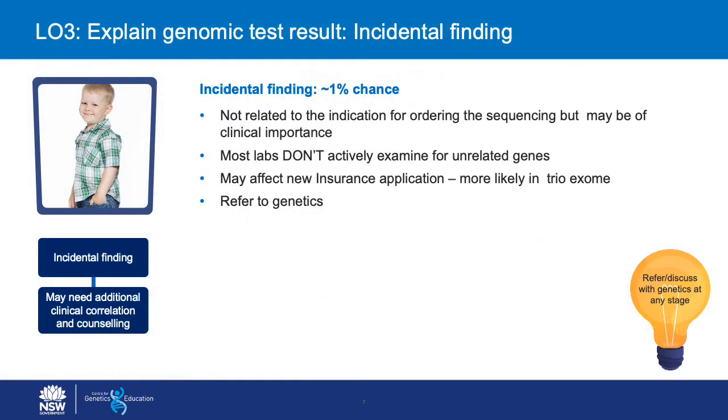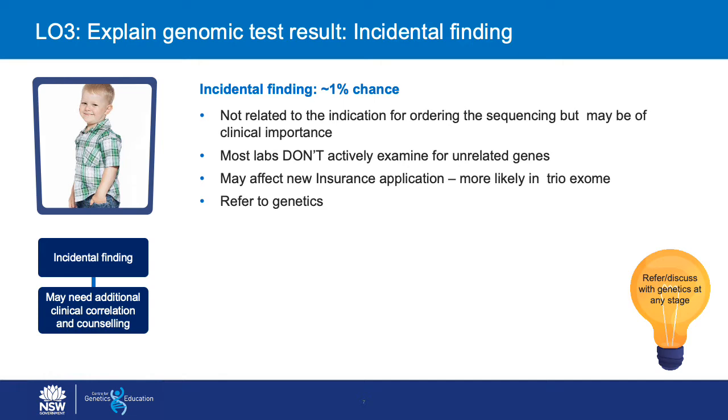Another scenario may be that Oliver's whole exome sequencing results report an incidental finding. An incidental finding may arise in about 1 to 2% of cases. This means a change is found in a gene that is not related to the clinical presentation or indication for ordering the sequencing, but may still be of clinical importance. Most labs do not actively examine for unrelated genes. Such a finding does not affect health insurance or other type of insurances that are already in place.